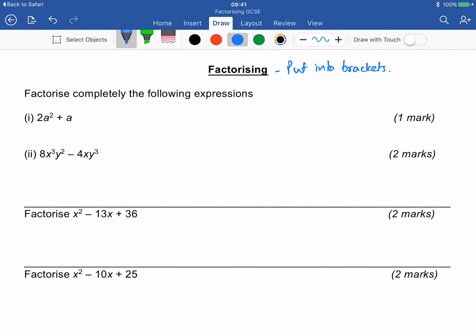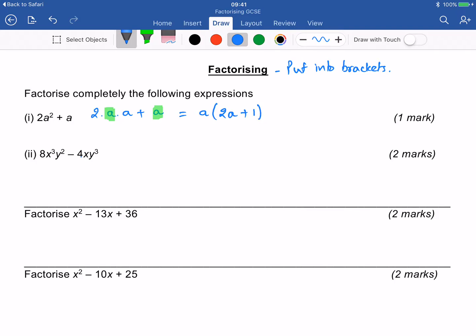2a squared can be written as 2 times a plus a. Now I'm going to highlight anything common, a and a. The common bit goes outside the bracket and what's left over goes inside. 2a plus there's nothing left over here, which means 1.